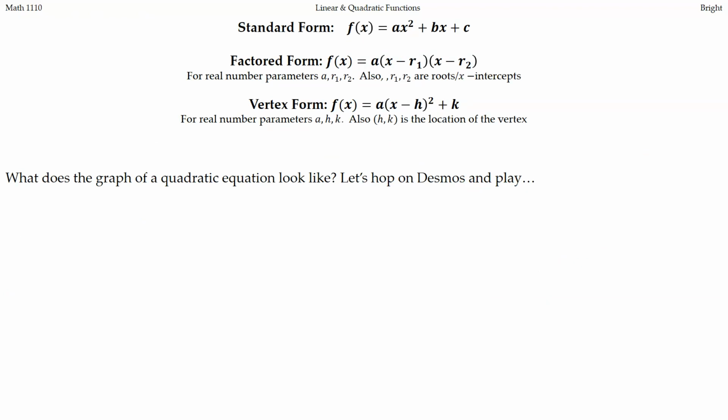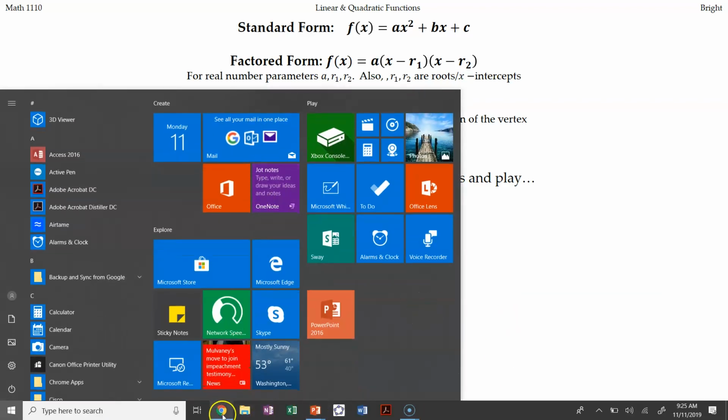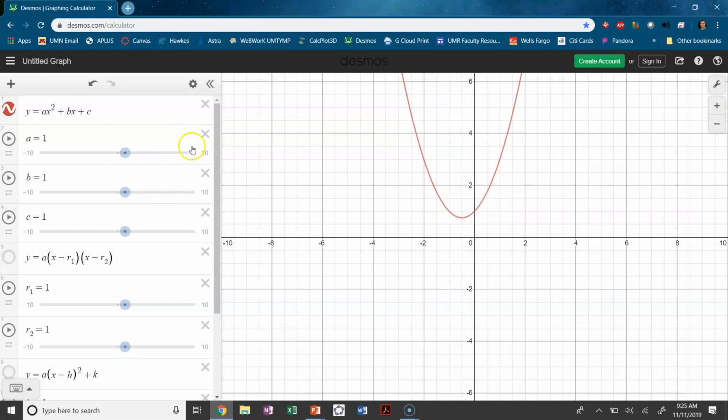Okay, but so we have these three forms, and all I want to do right now is to hop onto Desmos and play. So I'll give you a demonstration. If you want to do it on your own computer, you're welcome to, and I have it pulled up here. Okay, so I have standard form shown here.